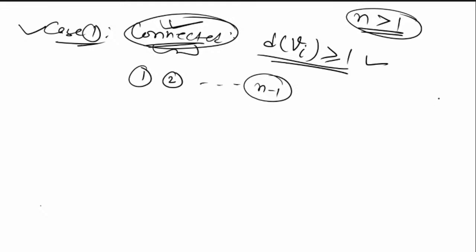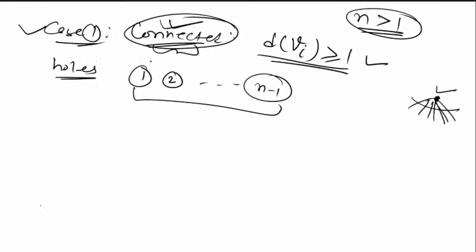This maximum degree means when this vertex is connected to every other vertex. If this is the situation, then what will be the degree of this vertex? That will be n minus 1. So these are the possible degrees. These are our holes, because these are the possible degrees. Either you can have a degree 1 vertex, or a degree 2 vertex, and so on, or a degree n minus 1 vertex.